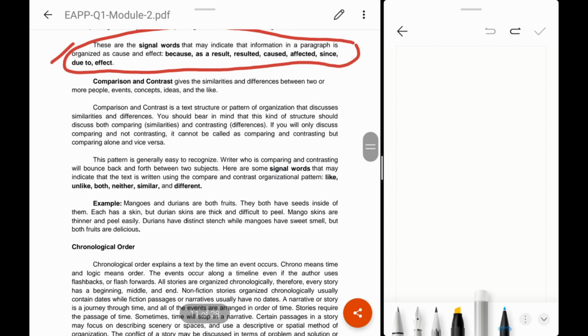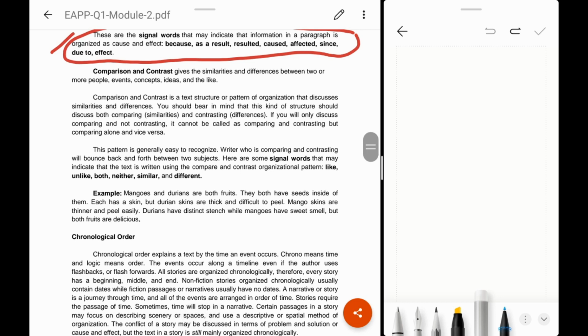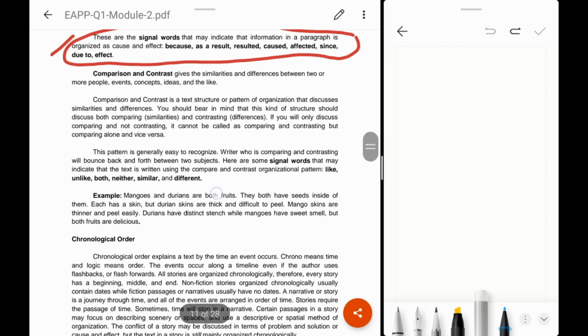Okay, now let's go to our third text structure, that is the comparison and contrast. Comparison and contrast gives the similarities and differences between two or more people, events, concepts, ideas, and the like. Simply put, guys, comparison and contrast simply means we are comparing and contrasting. Hinahalintulad natin ang dalawang bagay sa isa't isa. Okay? Using their similarities, pagkakaparehas, and differences, pagkakaiba.